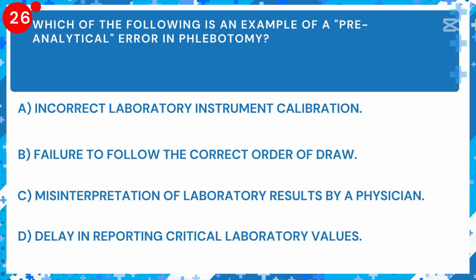Question 26. Which of the following is an example of a pre-analytical error in phlebotomy? A. Incorrect laboratory instrument calibration. B. Failure to follow the correct order of draw. C. Misinterpretation of laboratory results by a physician. D. Delay in reporting critical laboratory values.